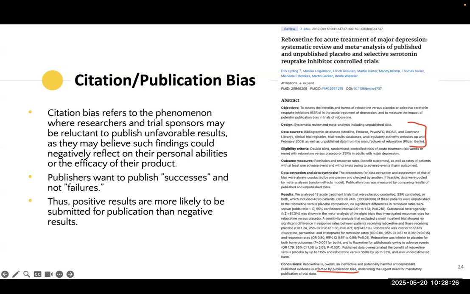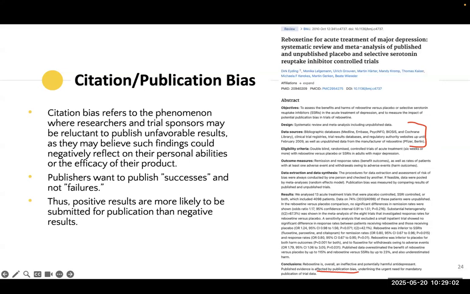And then I put my favorite one up here. If you look at the data sources, it's got all the good stuff: clinical trial registries, trial results databases, regulatory authority websites, and so on. And then when they did this systematic review, it said that the drug reboxetine was not helpful, and in some cases it was harmful and affected by publication bias. So I wanted everybody to see that one as a librarian, because that's something that's near and dear to us.